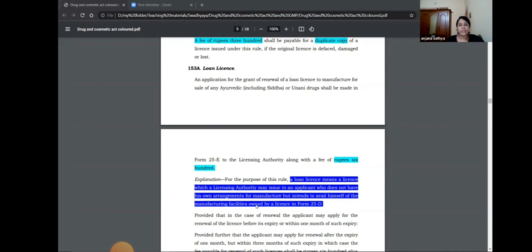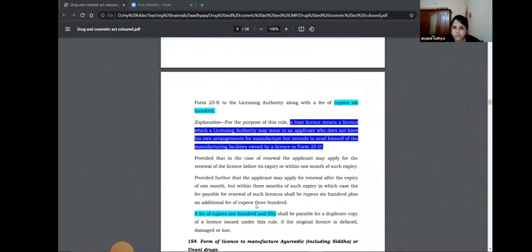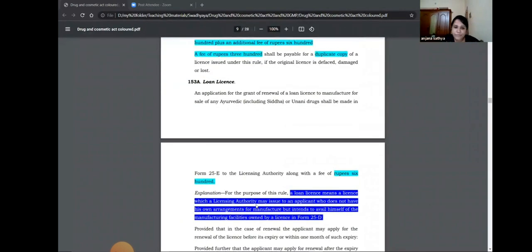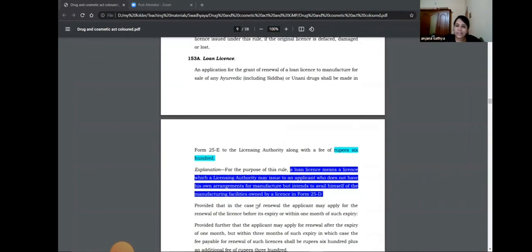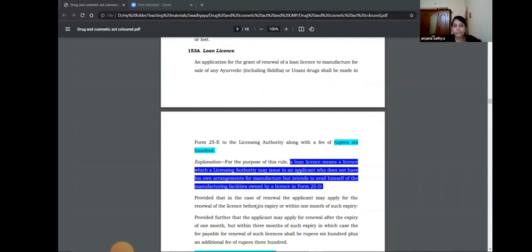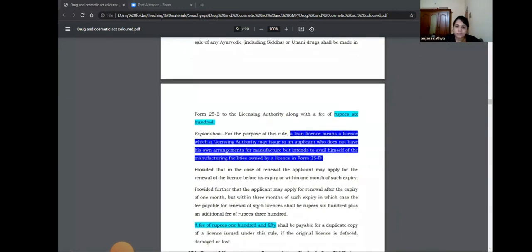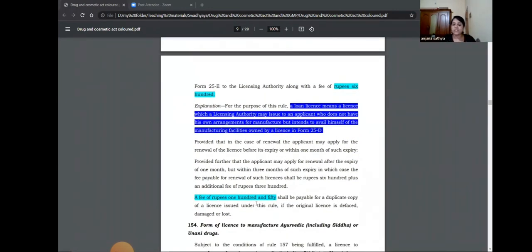You don't have a pharmacy, but you can use another pharmacy for manufacturing the medicine. That is the meaning of loan license. You are actually using someone else's license as a loan. That provision has been explained in rule number 153A. The loan license has to be applied in form 24E, sorry, 25E, and the fee of the loan license application is 600 rupees. If you do not have your own pharmacy, you can use some other pharmacy, using their license as a loan. That is the meaning of loan license.